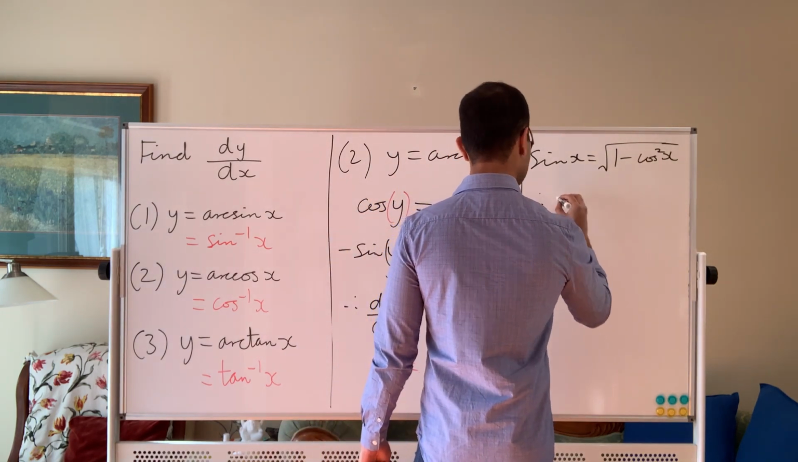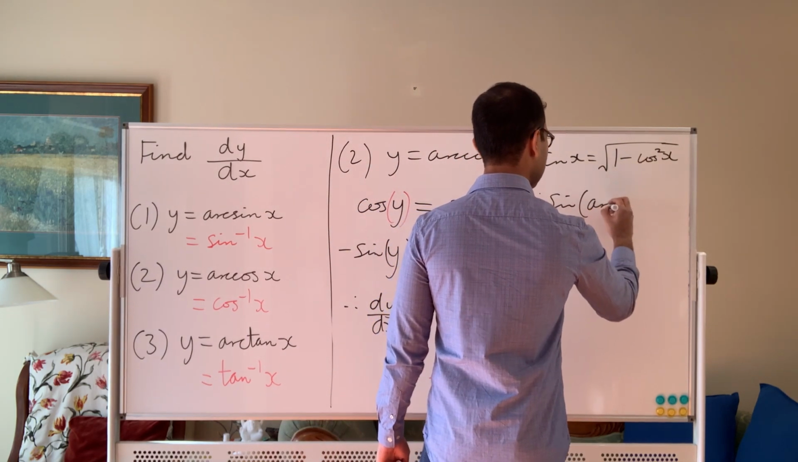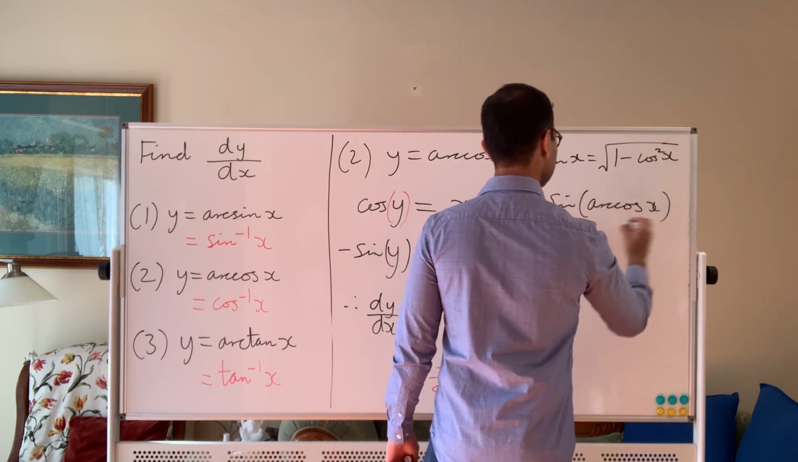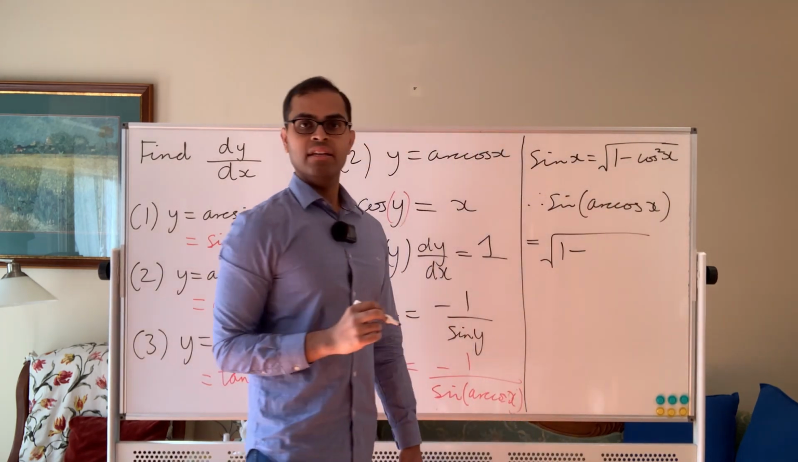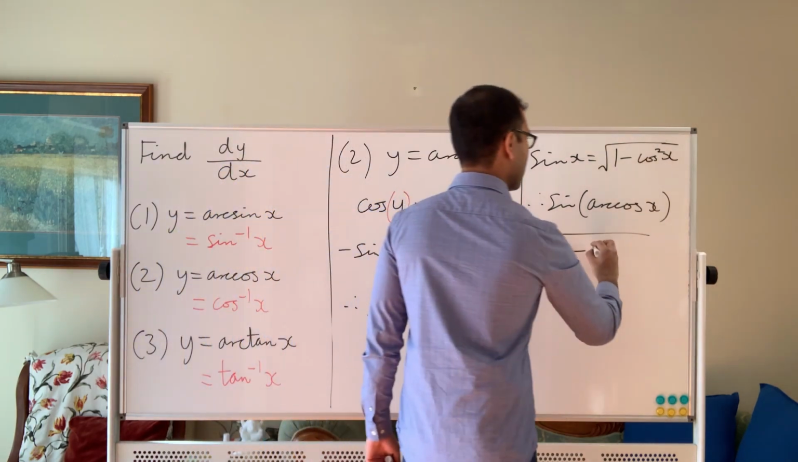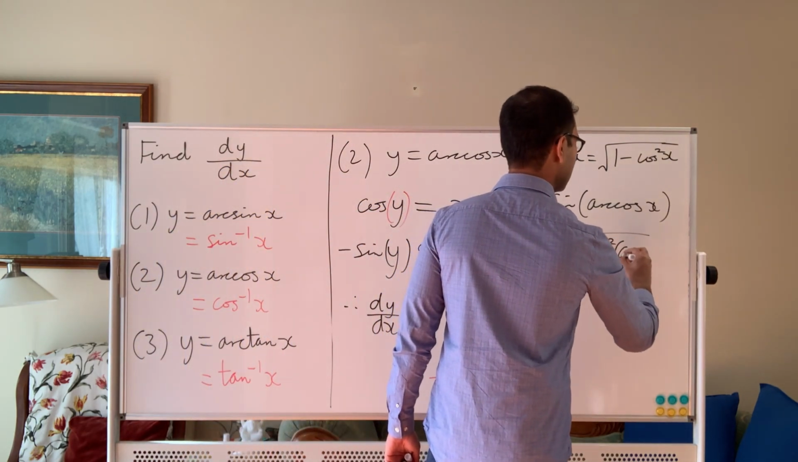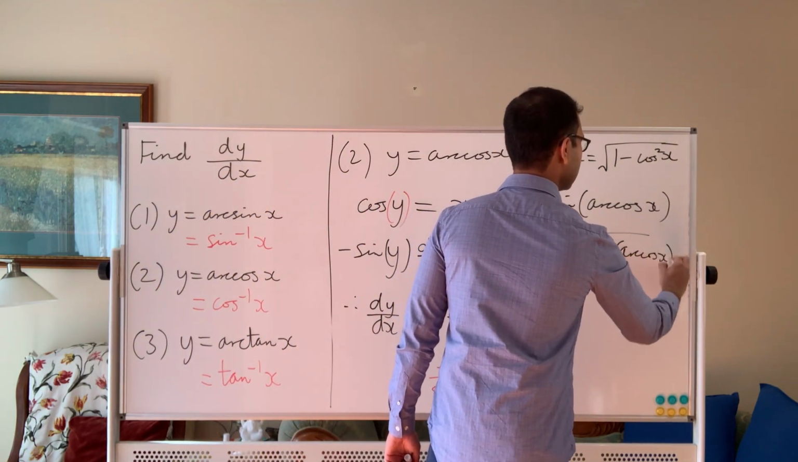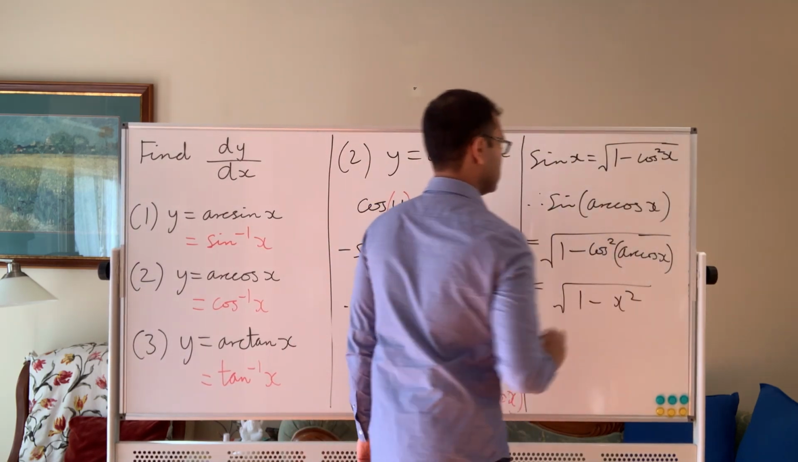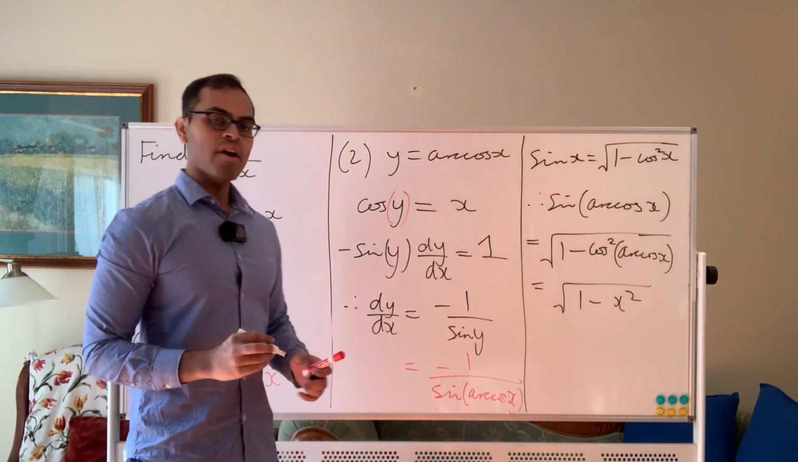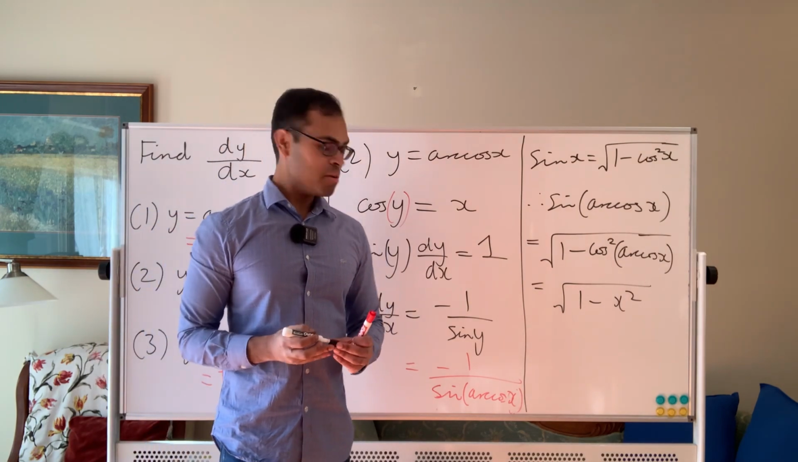Therefore, we know that sine of arccosine of x is going to equal the square root of 1 minus cosine squared of arccosine of x, and that's going to equal the square root of 1 minus x squared. Okay, so that's going to be the square root of 1 minus x squared on the bottom.